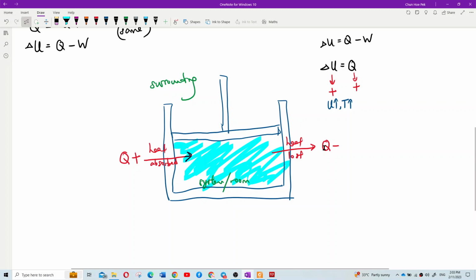So heat loss. So if heat loss, hold on a second.